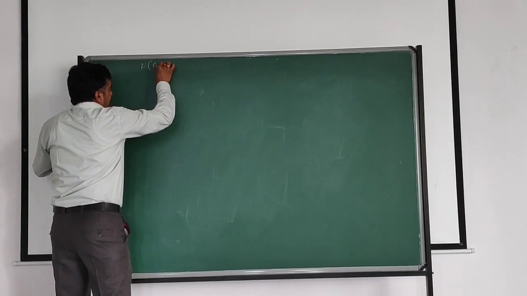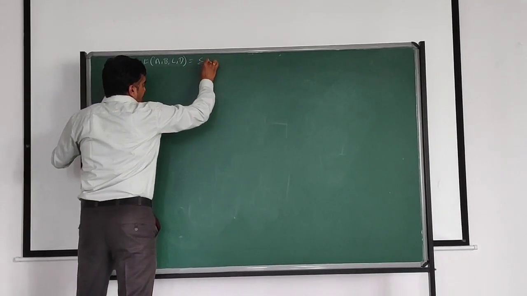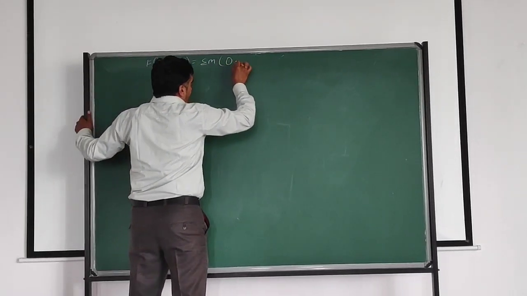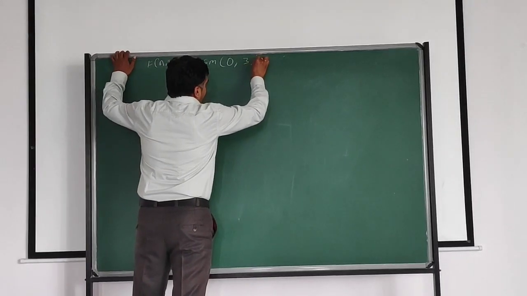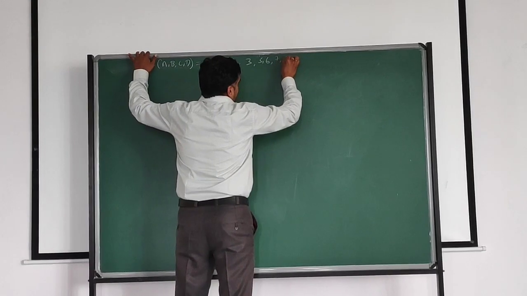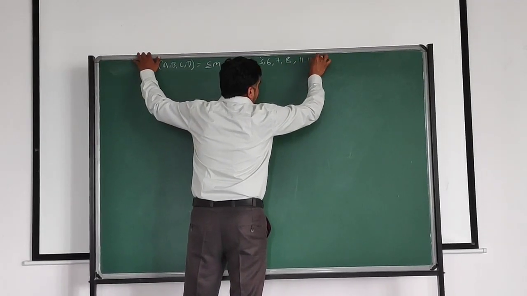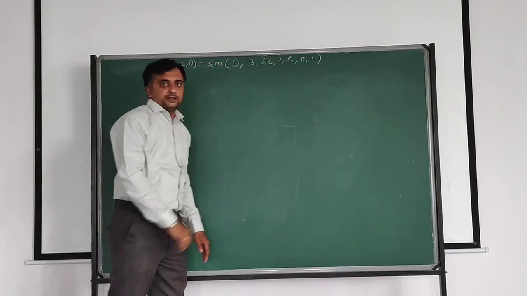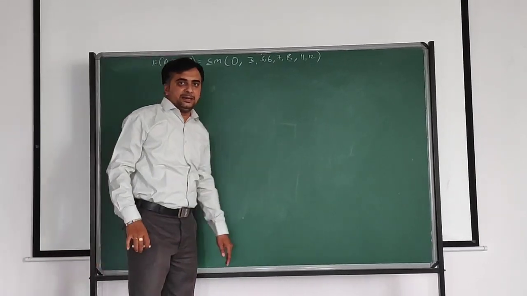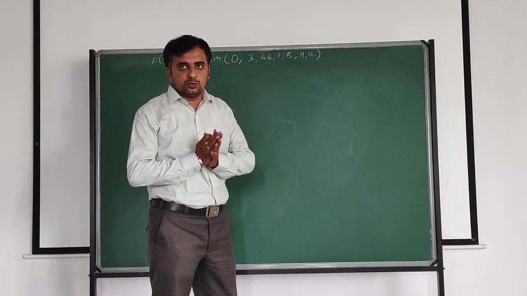F of A, B, C, D is equal to summation m of 0, 3, 5, 6, 7, 8, 11, 12. This is one example to implement with an 8:1 multiplexer. Now we have to design an 8:1 multiplexer.